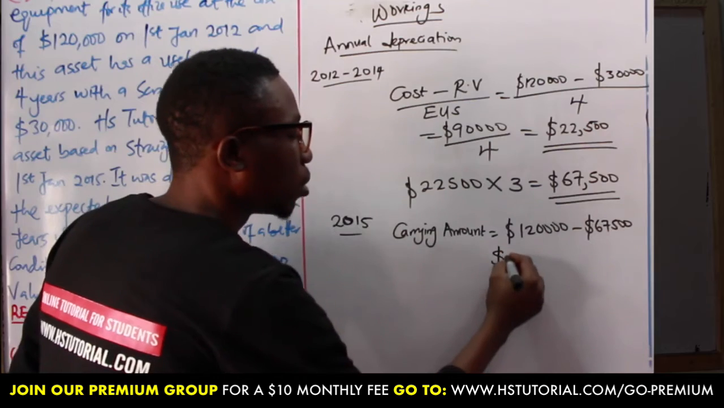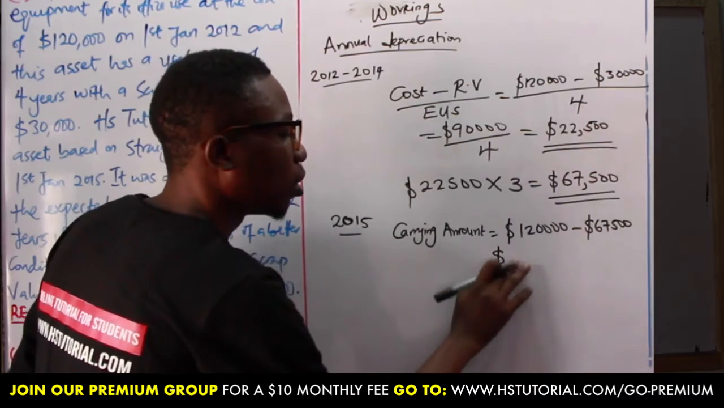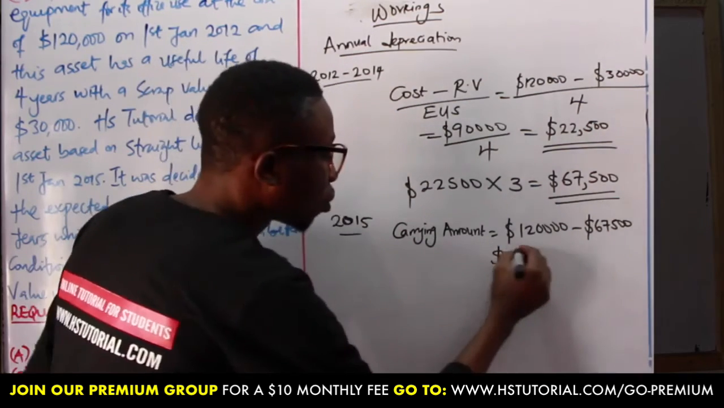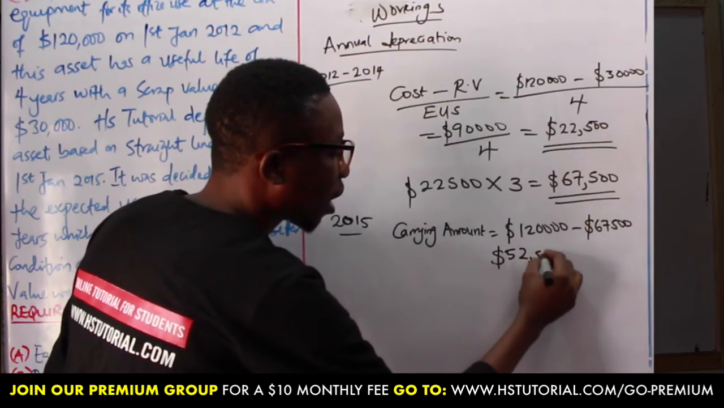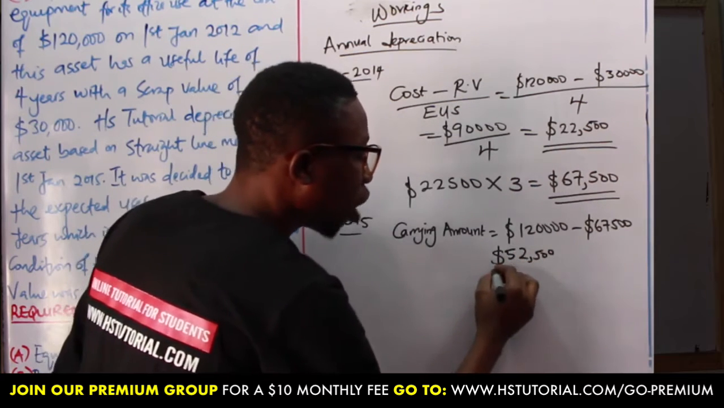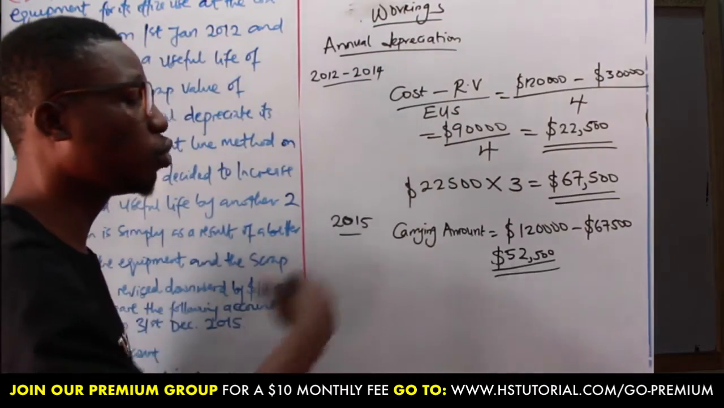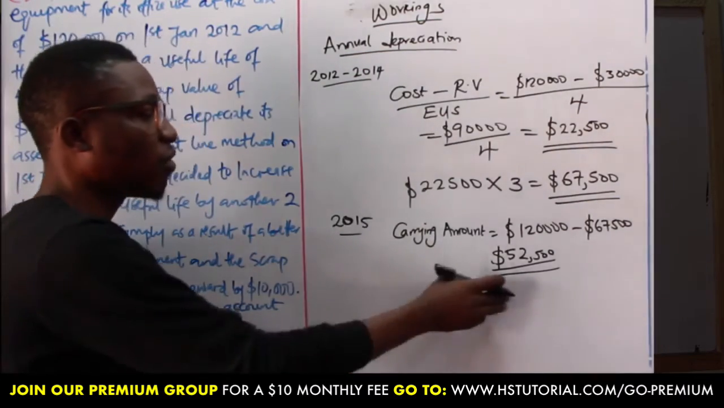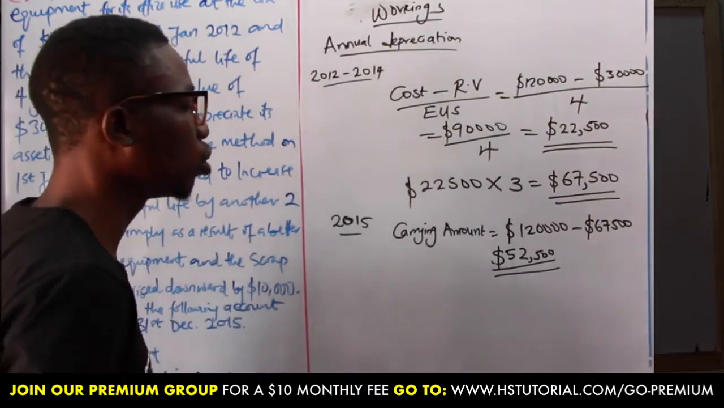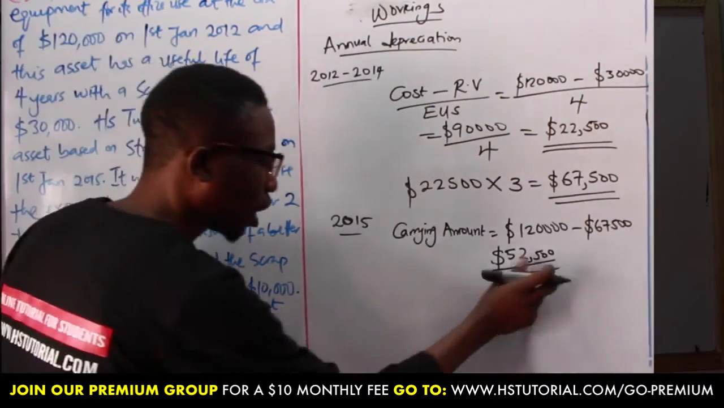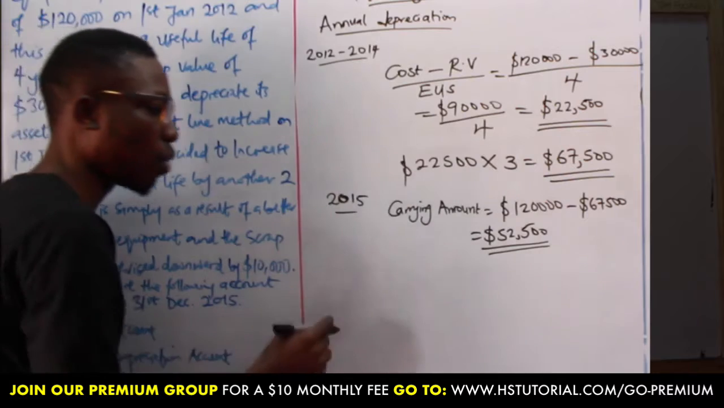Okay, so we'll have 52,500 naira as our carrying amount. So this will now be our new figure, which will adjust, in order for us to now calculate our new depreciation. So let's adjust this now. So how can we adjust this now?